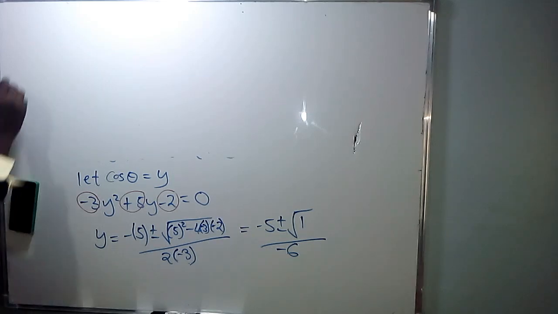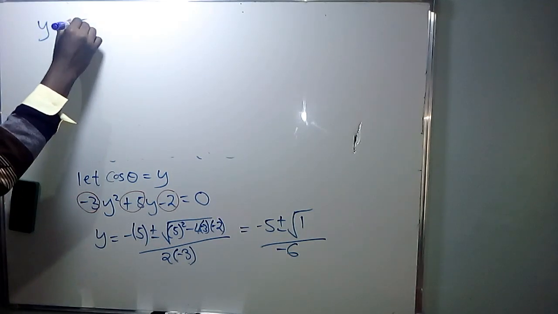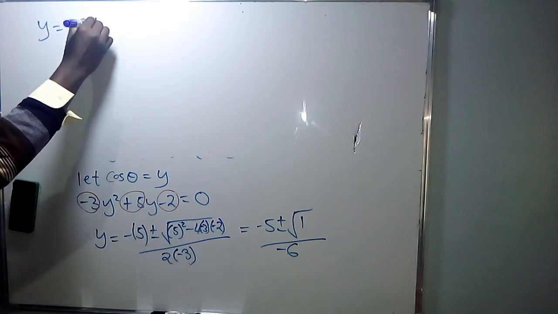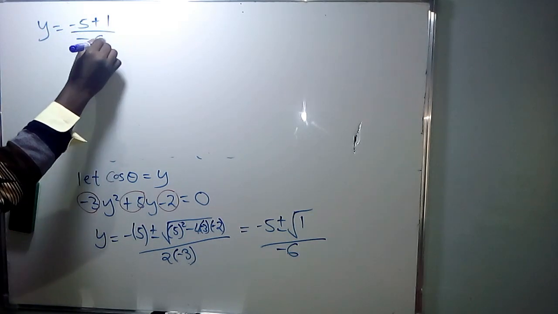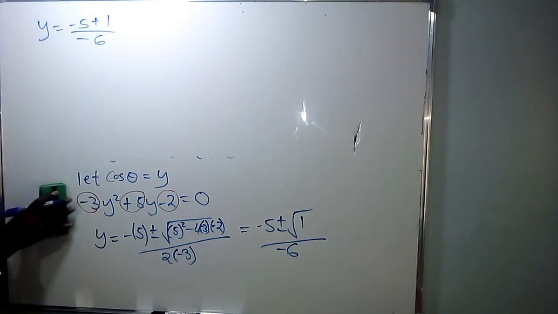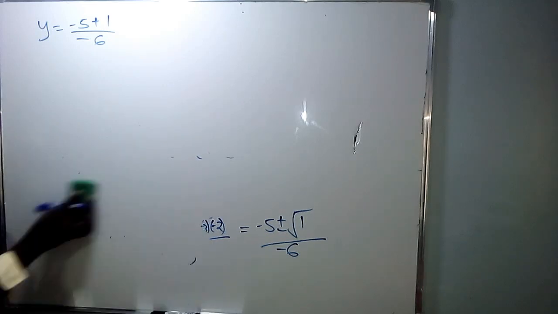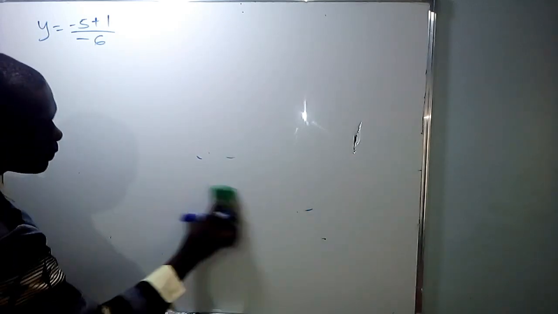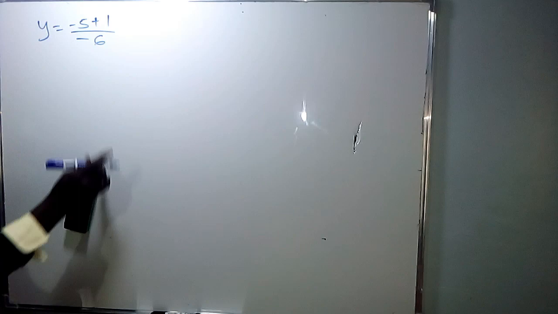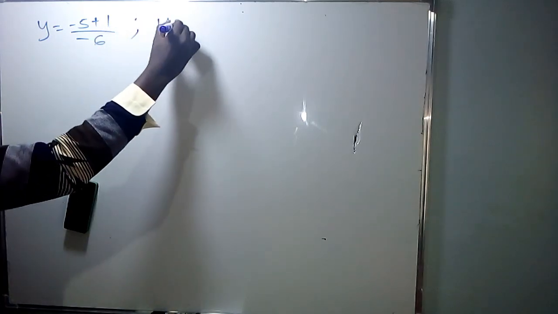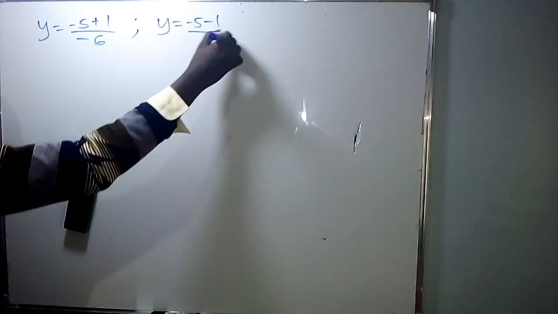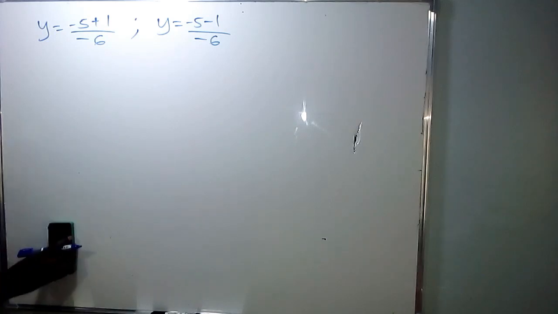So we have y. For the first value of y, you take the positive sign in the middle, isn't it? So the first value of y will be negative 5 plus 1 over negative 6. Then for the second value of y, you take the negative sign in the middle, isn't it? So there you have negative 5 minus 1 over negative 6.